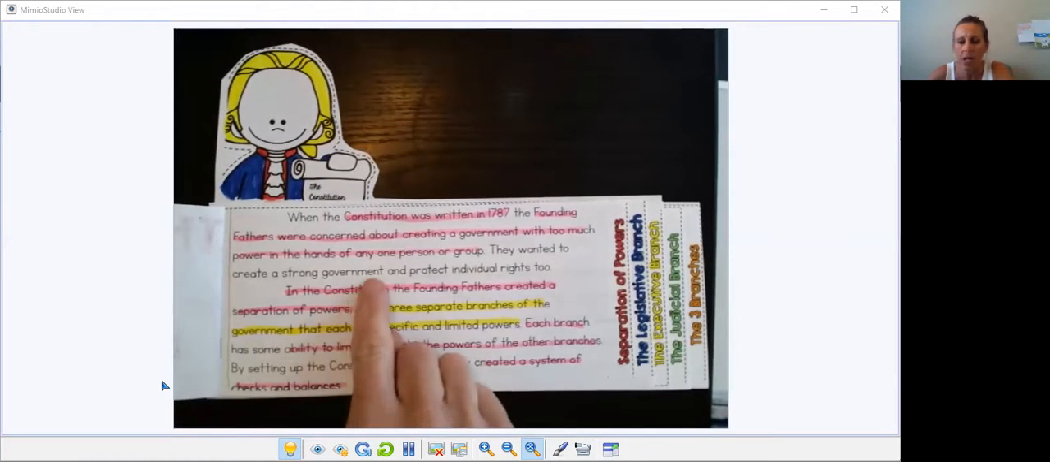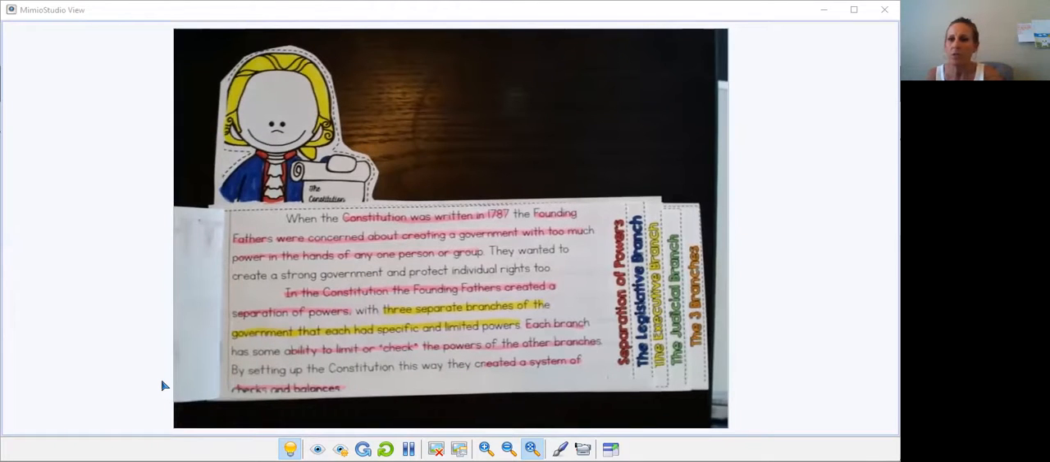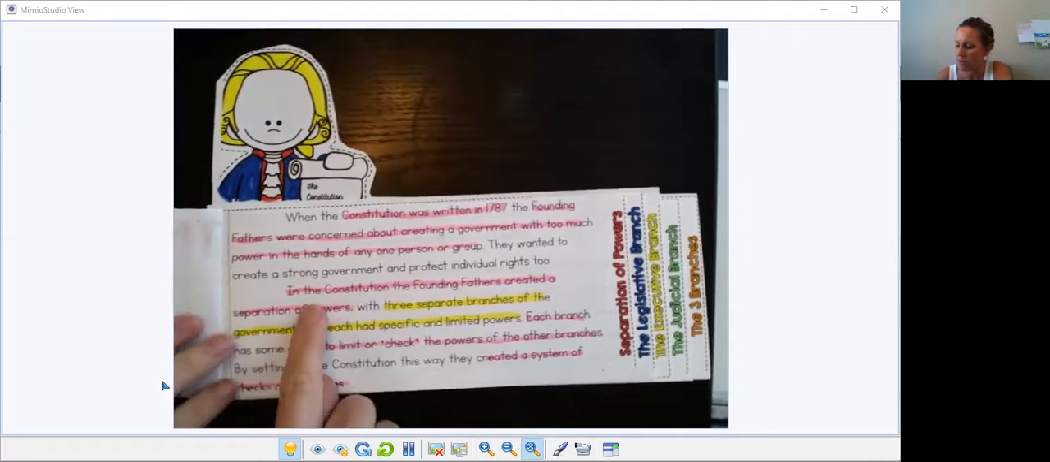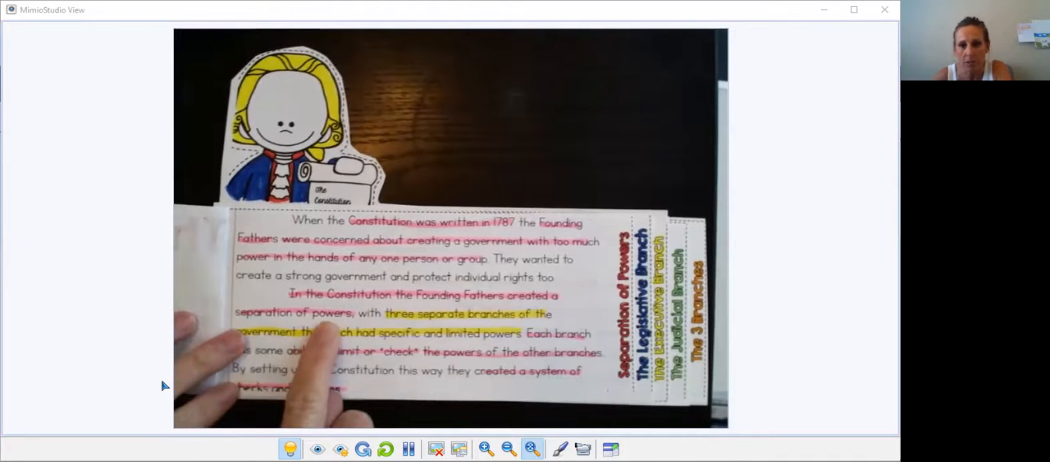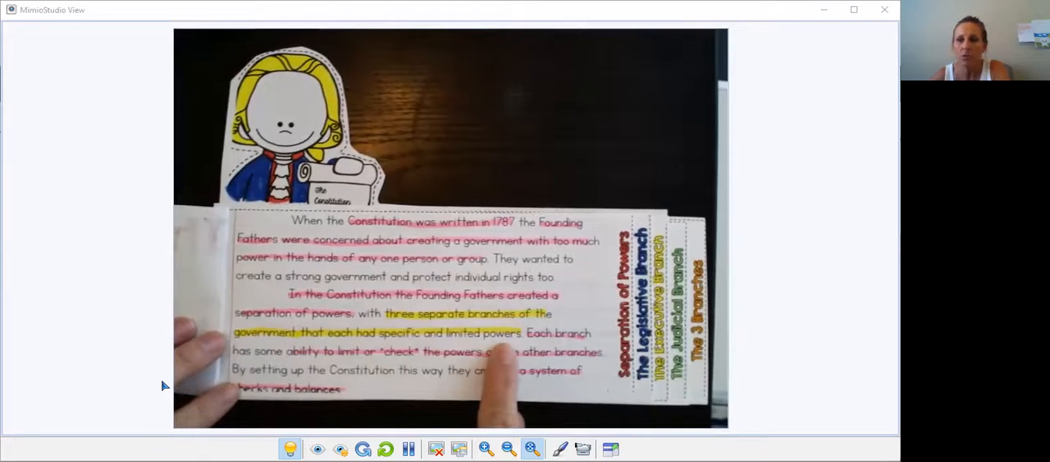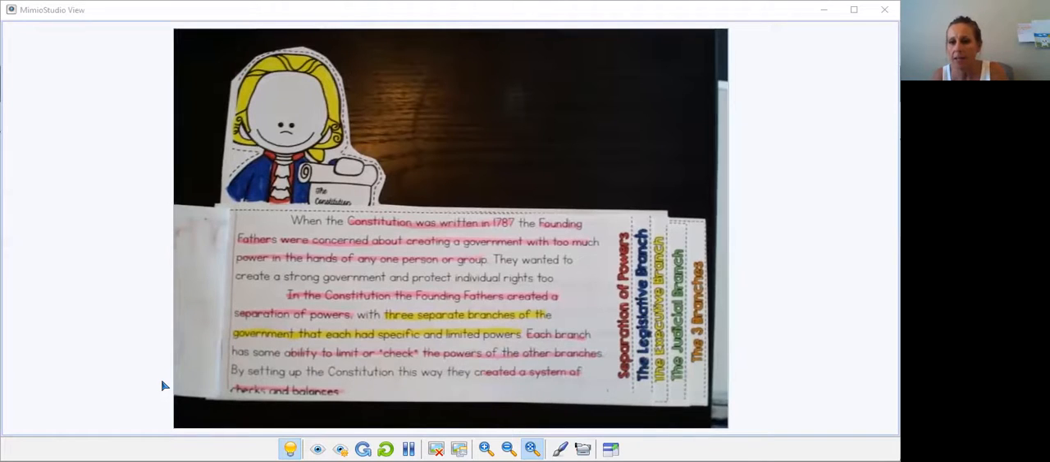Okay, but then they were worried, hey, one group is going to have too much power. So that's why they created the Constitution and then the checks and balances. And that's what this talks about. In the Constitution, the Founding Fathers created a separation of powers, okay, with three separate branches of the government that each had specific and limited powers. So they were supposed to do specific things. The legislative branch does something, the executive branch does something, the judicial branch does something. And we're going to talk about what each one does later, okay?